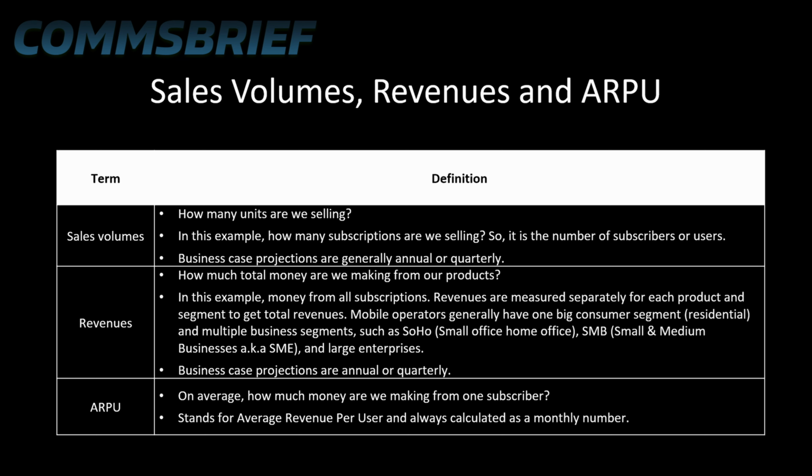The calculation is simple. It's just the annual revenue divided by subscribers divided by 12 months, so you get a monthly number like, for example, £10 per month. It means that you, as a mobile service provider, are making £10 per month, as an example, from each subscriber from a specific tariff.